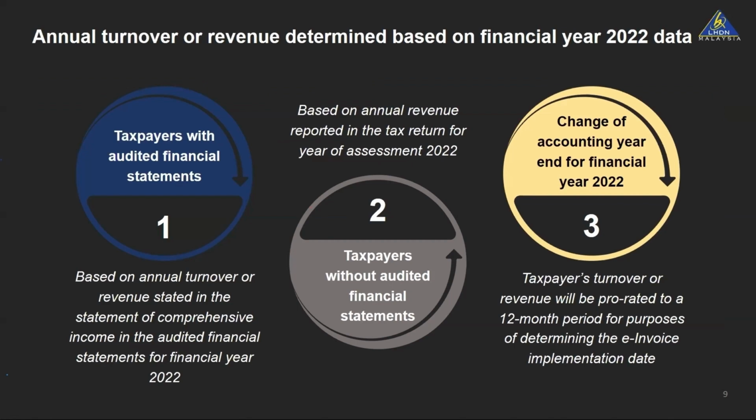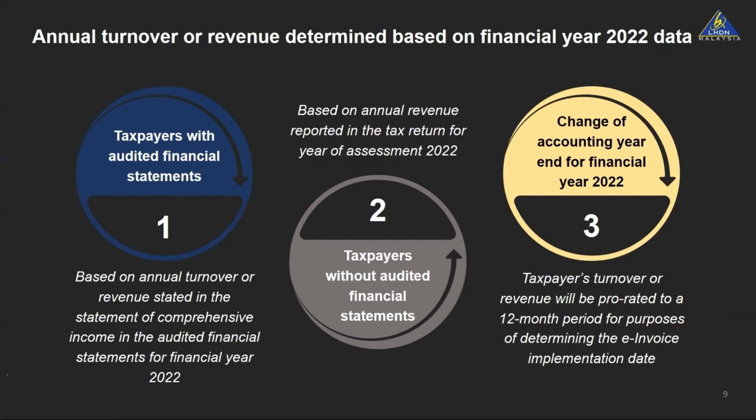So the next slide is about determining the taxpayer's category. It will be based on the financial year 2022 from one of these taxpayer documents. First, it will be based on the audited financial statement. Second, it is based on the non-audited financial account. We will refer to the tax return for year of assessment 2022.